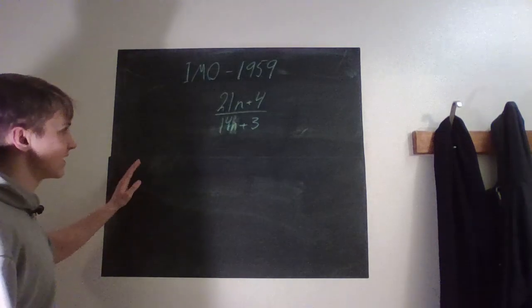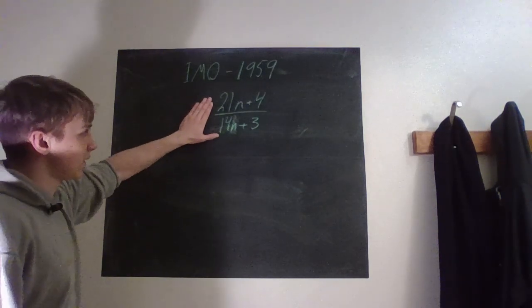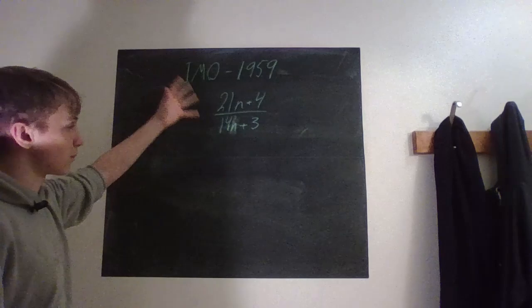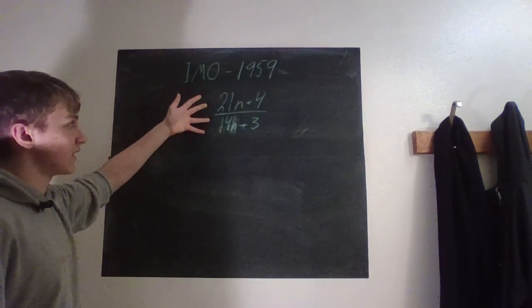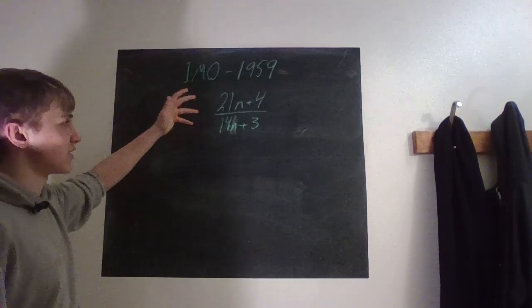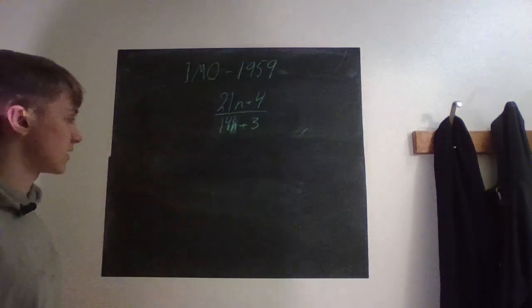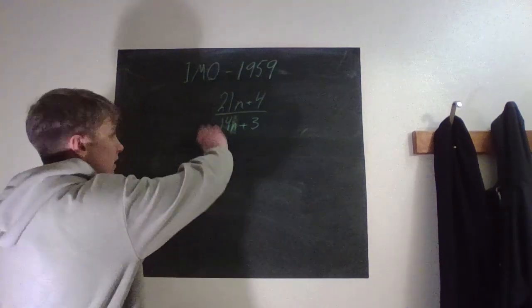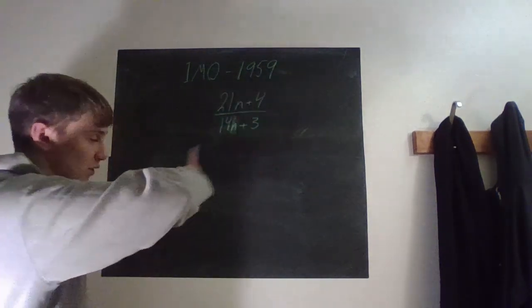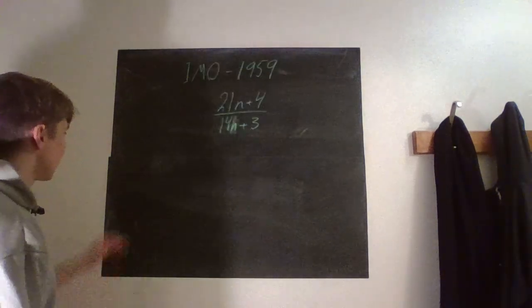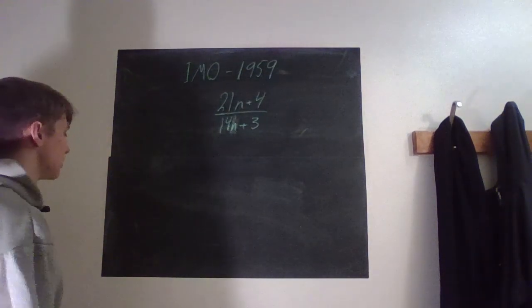So the question is, prove that this fraction can never be factorized. Like prove that there is no common divisor except 1 in both of these terms. So for example, if n was 1, then we'd have 25 over 17, and obviously you can't factorize that, and it's true for all positive integer n's.